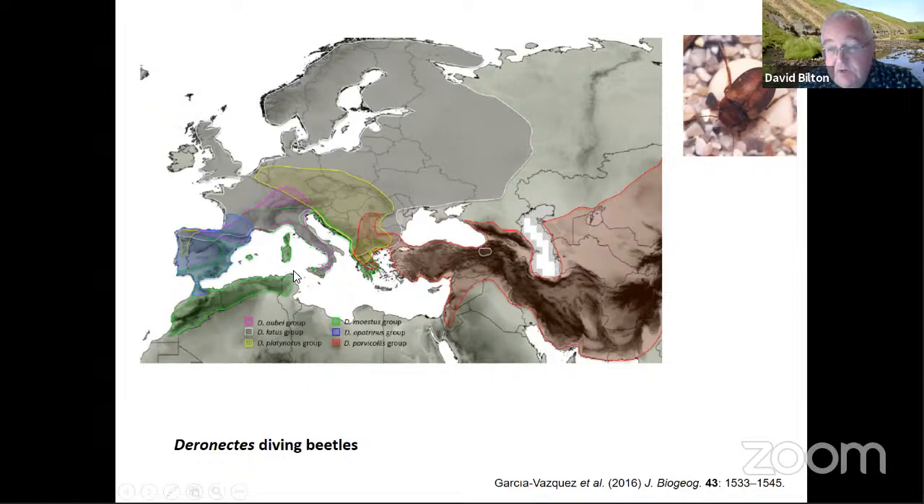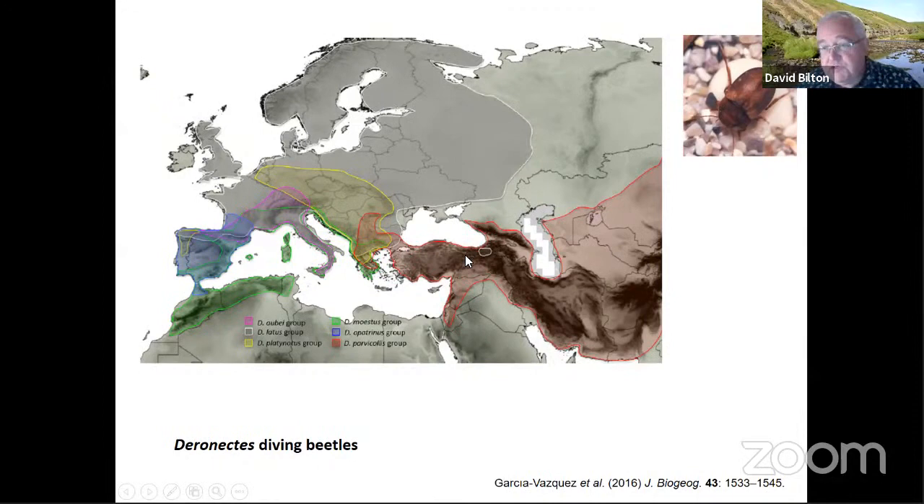If we look at this Derenectes genus, here's from a paper we produced in 2016. Here's the distribution in different shading of different species groups. So these aren't individual species, they're individual groups of related species within that genus. And you'll see that there's distinct sort of patterns here, that different species groups are found in different areas.